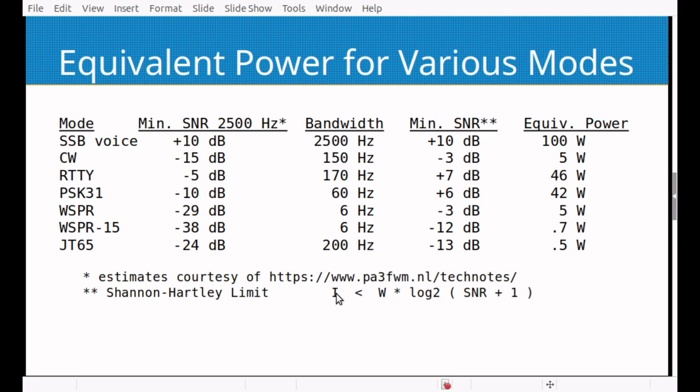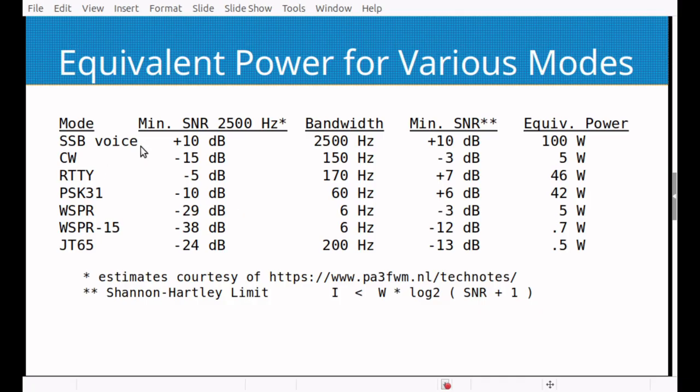So I is the information in bits per second. W is the bandwidth of the channel in hertz times log to the base 2 of the signal-noise ratio. That's the power ratio, not decibels, but the straight power ratio, watts over watts, plus 1. So here's the minimum signal-noise ratio that is derived using Shannon-Hartley limit. And we see that it's always going to be less than what PA3FWM has given us for the various modes.